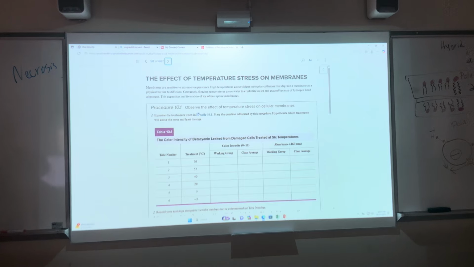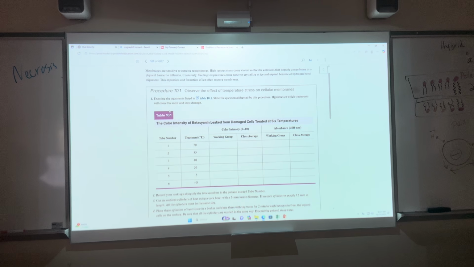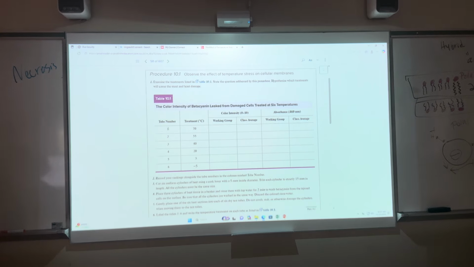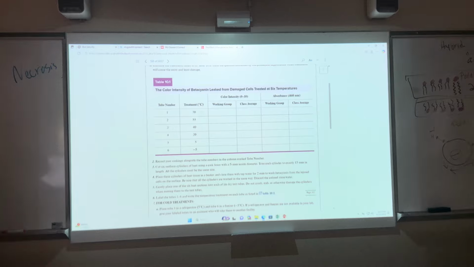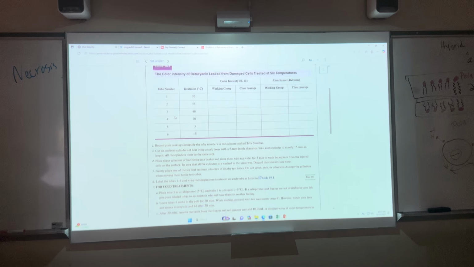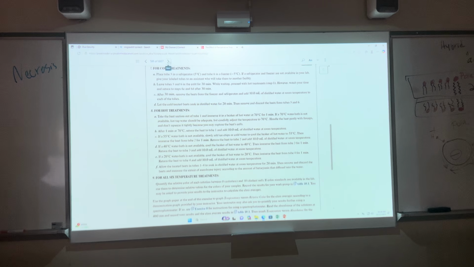Okay, so begin. Membranes are sensitive to temperature. High temperatures cause violent molecular collisions that degrade a membrane as a physical barrier to diffusion. And freezing temperatures cause water to crystallize as ice and expand because of the hydrogen bond alignment. This expansion and formation of ice is going to rupture the membrane. So what you're going to do now is examine the treatment and state the question addressed by this procedure. You're going to have 6 test tubes. You're going to subject them to different temperatures, and please work in groups.